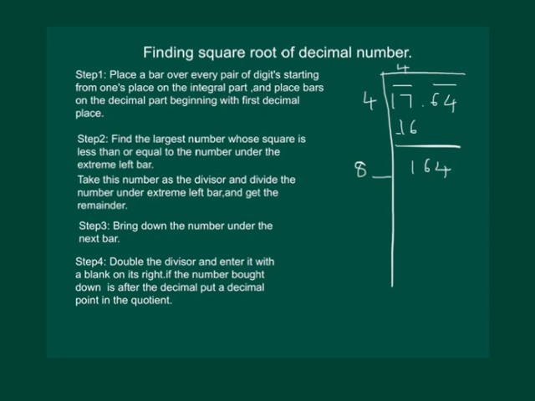We have done. Now we have to see if the number brought down is after the decimal, put a decimal point on the quotient. We can see that 64 was after the decimal, so we have to put a decimal in the quotient.